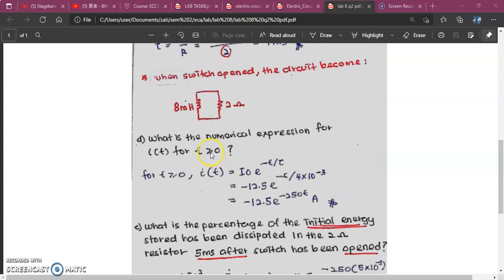Next, what is the numerical expression for i(t) for t greater than or equal to 0? The formula that we use is i(t) equals I naught e to the power of negative t over tau. So just substitute the values that we got from the above questions. For I naught, substitute negative 12.5, e to the power of negative t over 4 milliseconds, and the answer is negative 12.5 e to the power of negative 250t amperes.